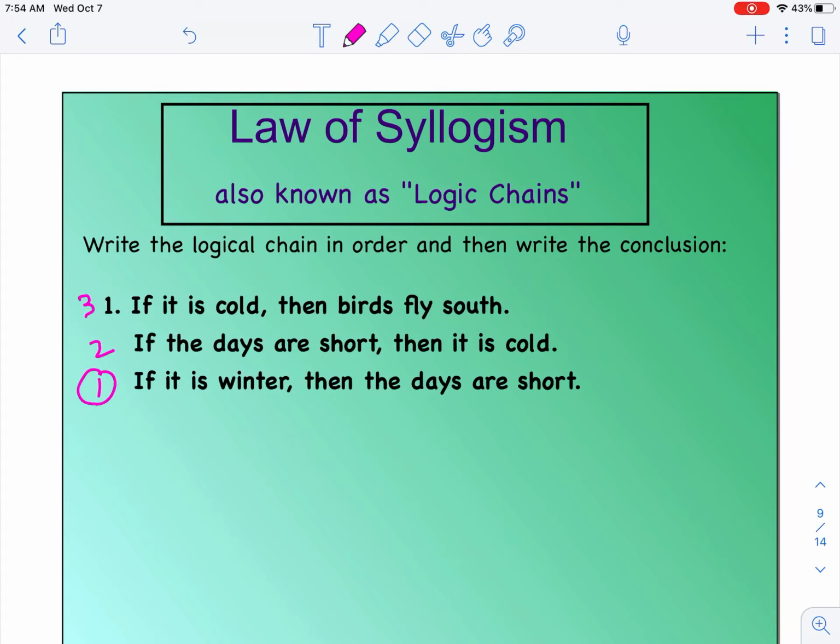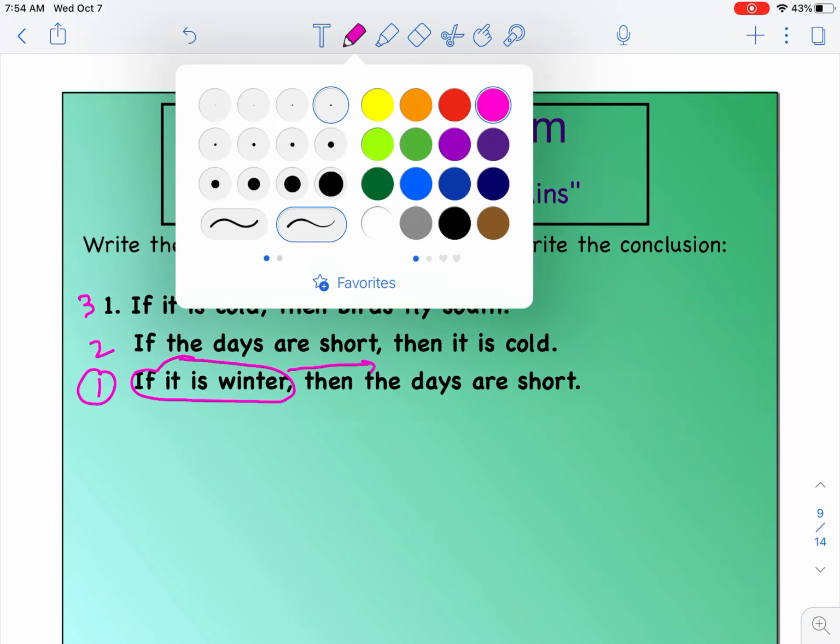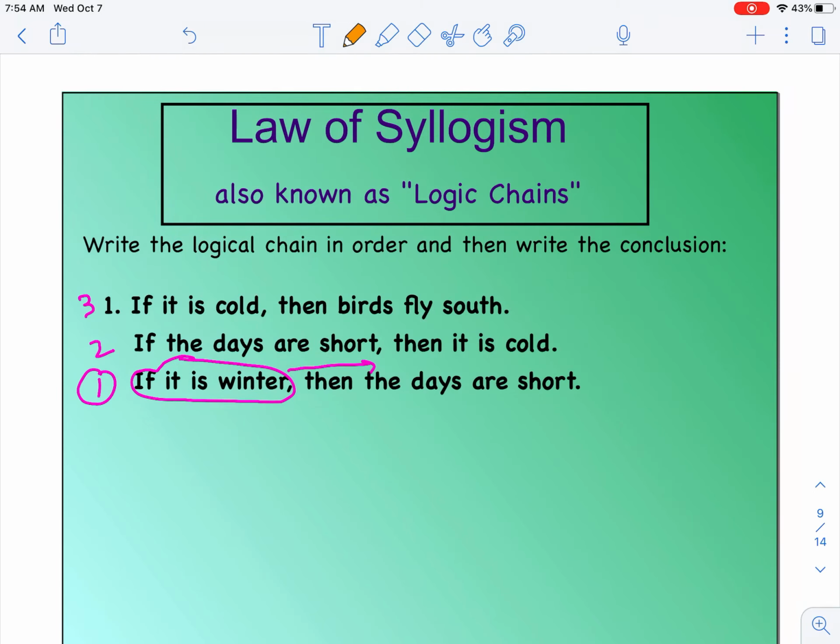So in order, if it is winter, then the days are short. That would be our first conditional statement, leading to that conclusion. Now, that conclusion right there, if the days are short, leads to it is cold. So now, it is cold has to be our last conditional leading to this.